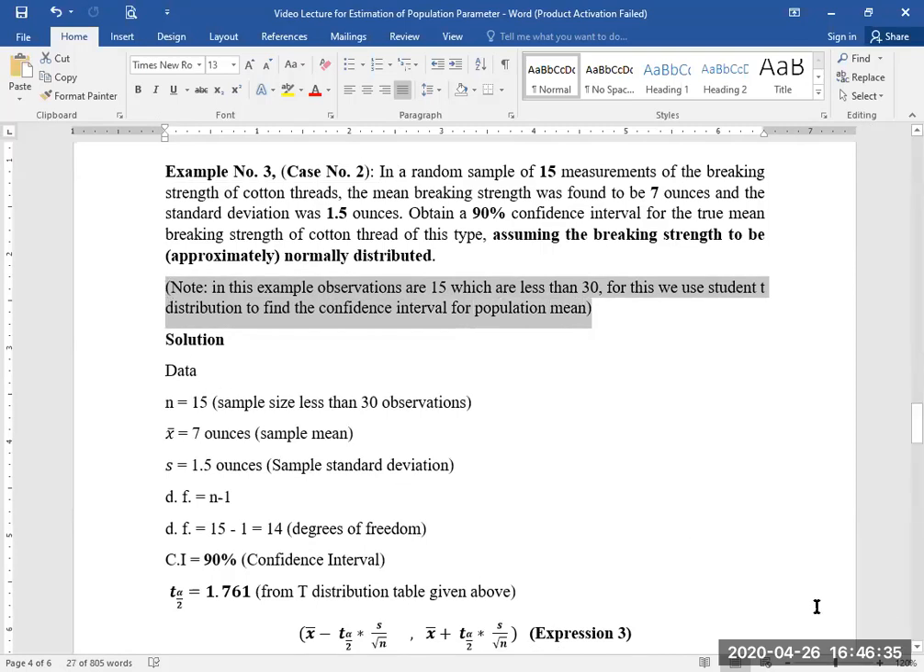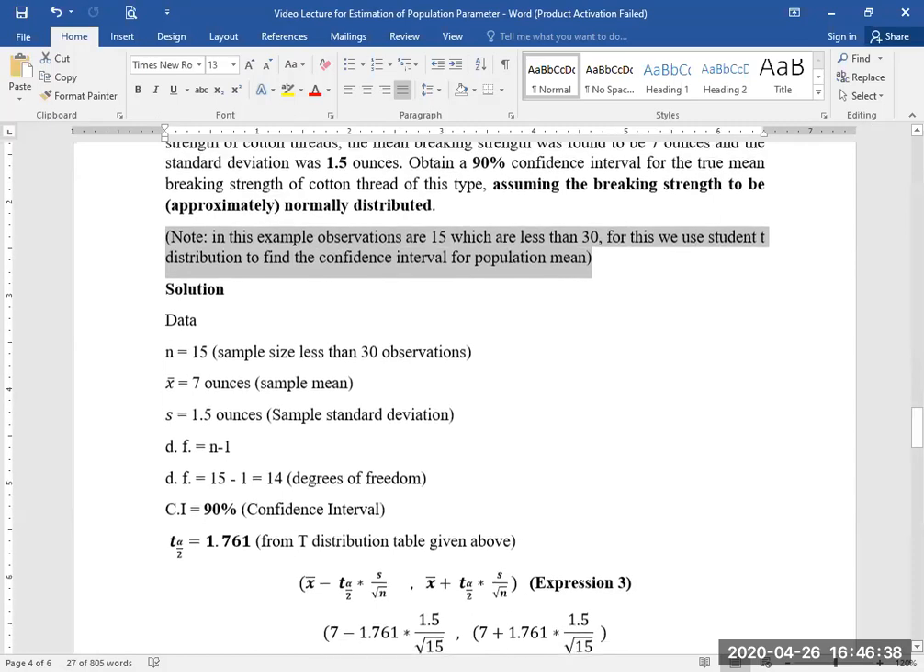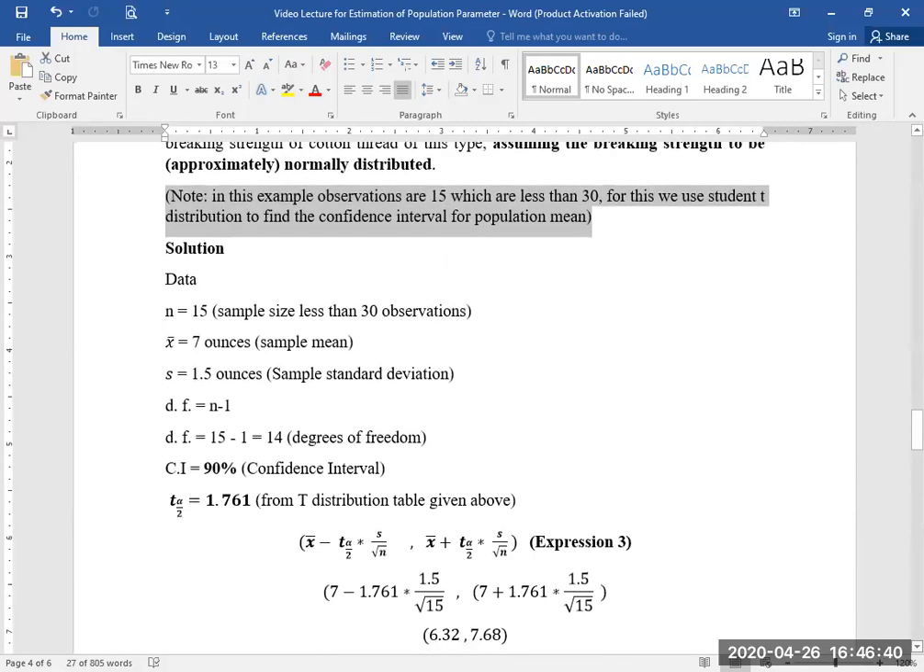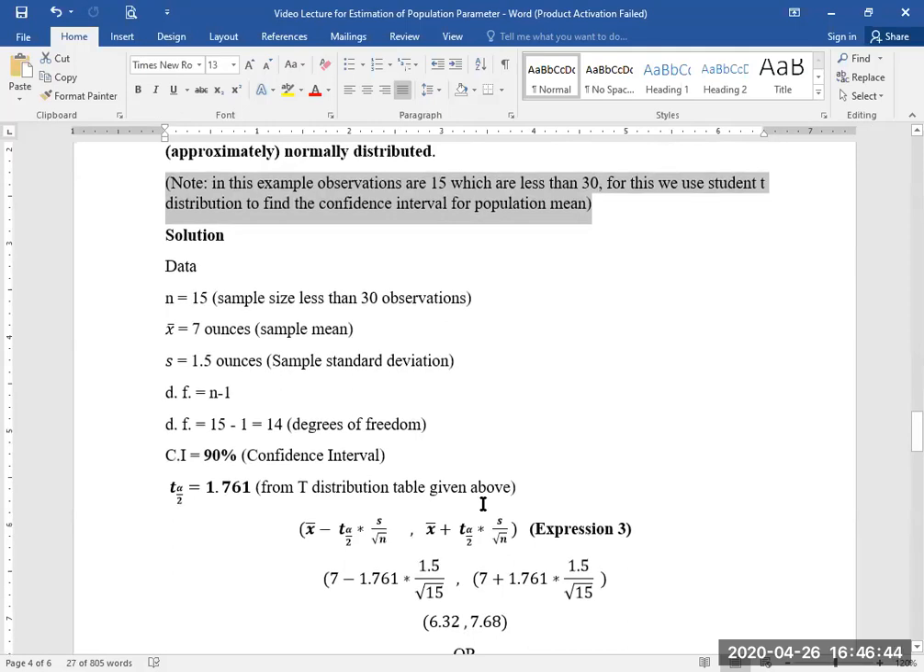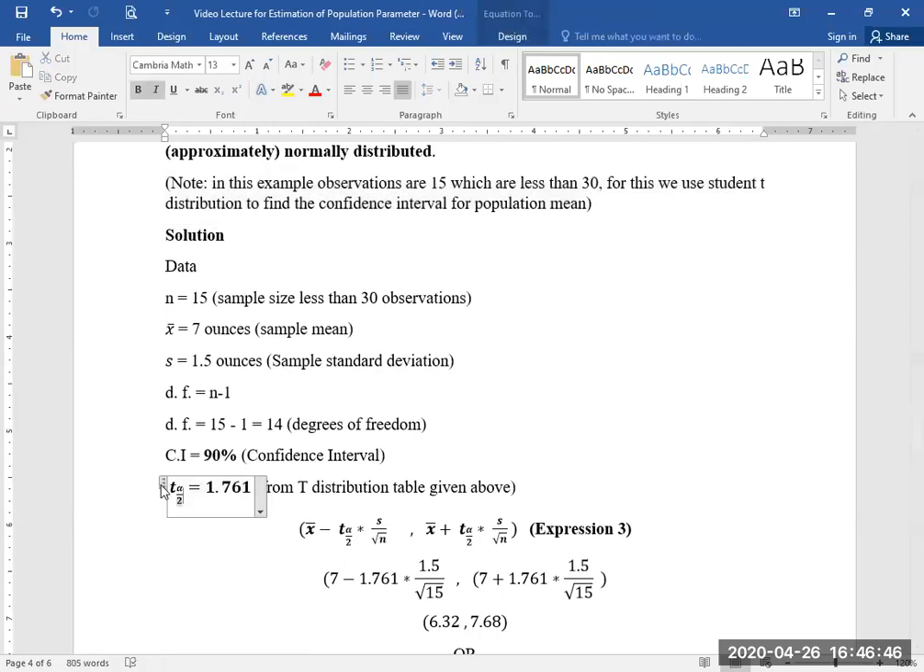Students, I will make a separate video in which I will explain how to find the corresponding t score value, which is 1.761, and the other attributes from this example I have written here.